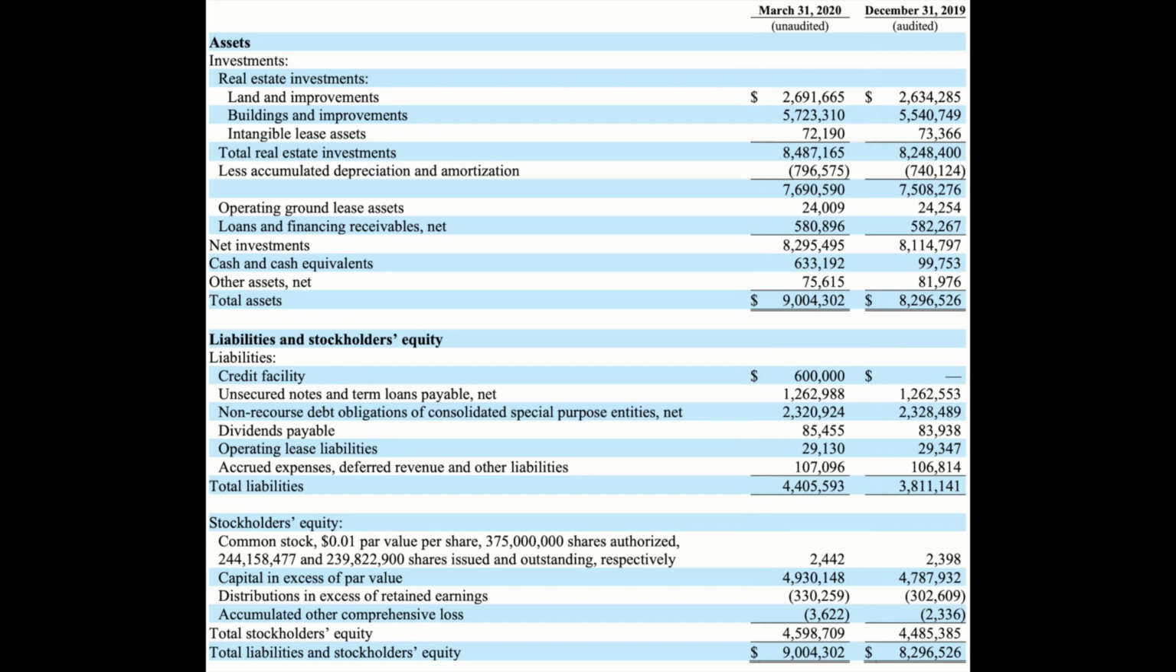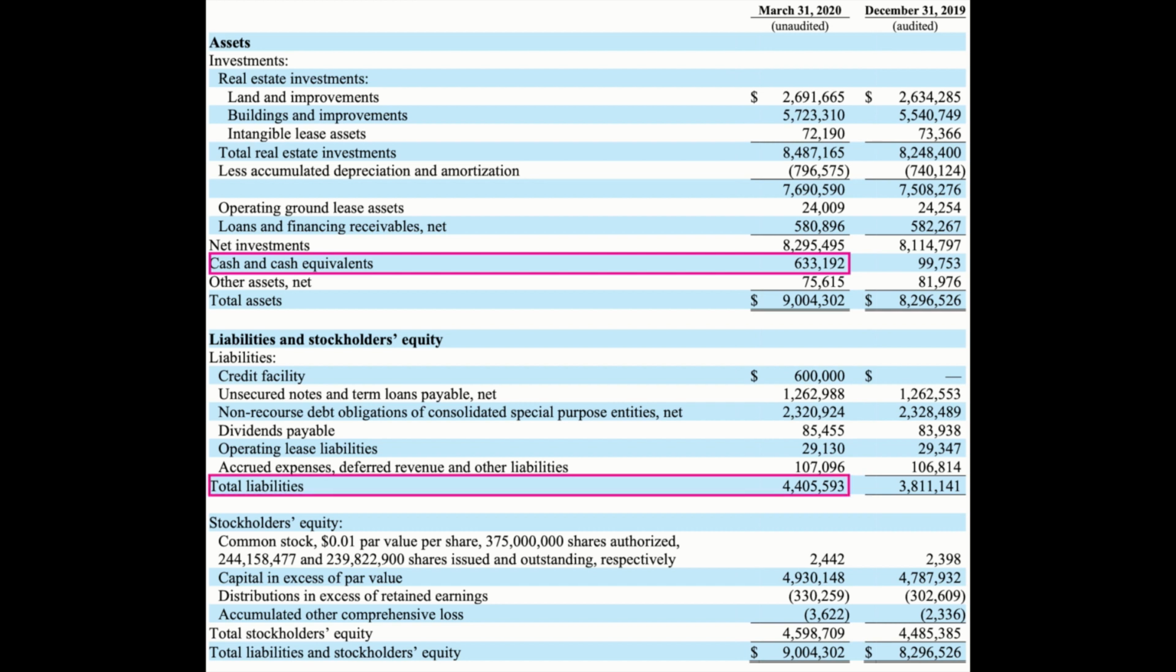Currently, they have a total of $633 million in cash and cash equivalents, which is an increase of more than 500% since December of 2019. They also had a slight increase of 15.5% on their liabilities since they added $600 million on their credit facility, which basically is part of what helped them increase their cash at the same time.